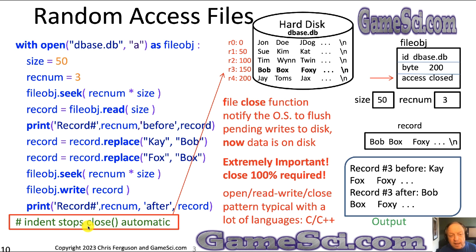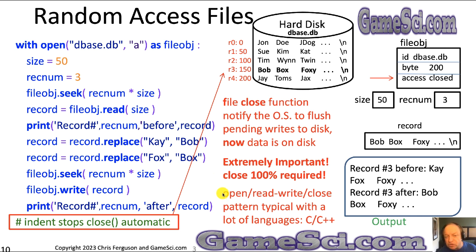Bang! Indent stops, close is automatic. With the with open command, it will automatically call close. Now the file close function notifies the OS to flush pending writes to disk. Now I'm certain the data is on the disk drive. I changed it to bold black text to show you this thing is now on the drive for sure. This is extremely important. Close is 100% required. I'm never certain my data has been updated on the disk file until I do a flush or a close on the file.